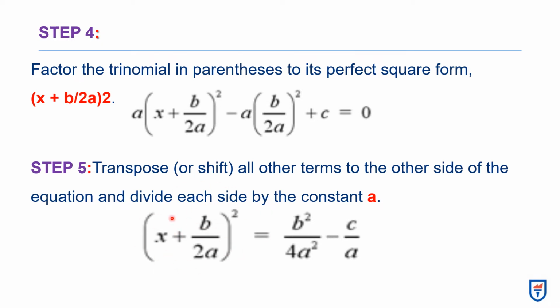So for us to be left with only x plus b over 2a to the power 2 here, we need to take all other constants to the other side. So when you take all these constants to the other side, they also change their sign. C is going to be minus c, and minus a times b over 2a to the power 2 is going to be positive. That's how we have got this one on the other side. So when we have got these on the other side, we divide by this constant, which is a. So we end up having this, which is b squared over 4a squared minus c over a. So here we are left with our perfect square on the left side.